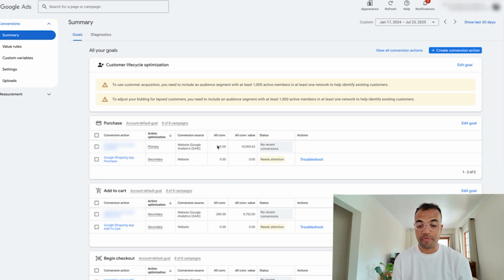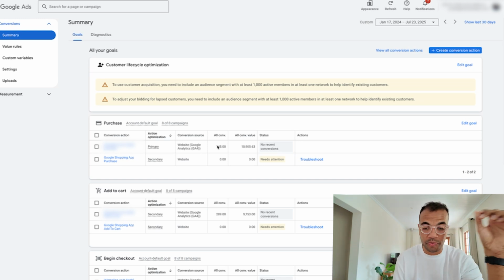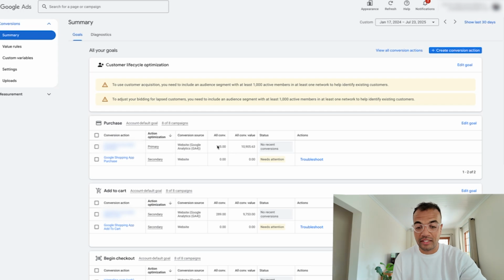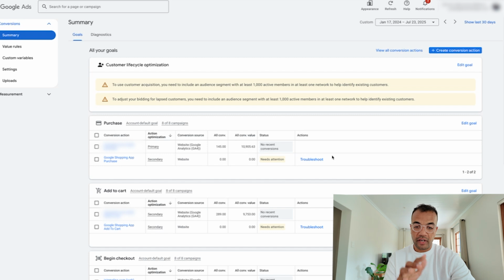The reason why this is a massive problem is because GA4 is notorious for attribution issues, especially after iOS 14.5. Even though that happened 5 years ago, this still affects GA4 conversion tracking to this day. And what happens is you get massively inaccurate conversion data. So you think your campaigns are performing terribly when they might actually be profitable, or worse, you think they're performing well when they're actually losing money.